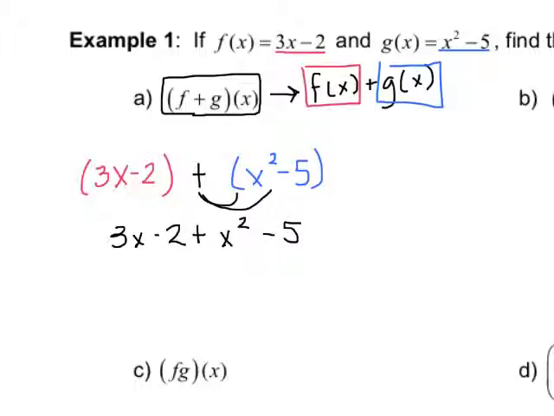When I write my final answer, I'm going to write it in descending order. So biggest exponents are written first down to the smallest. And we should also combine those like terms. I see the like terms of negative 2 and negative 5. So my final answer will be written as x squared plus 3x minus 7.